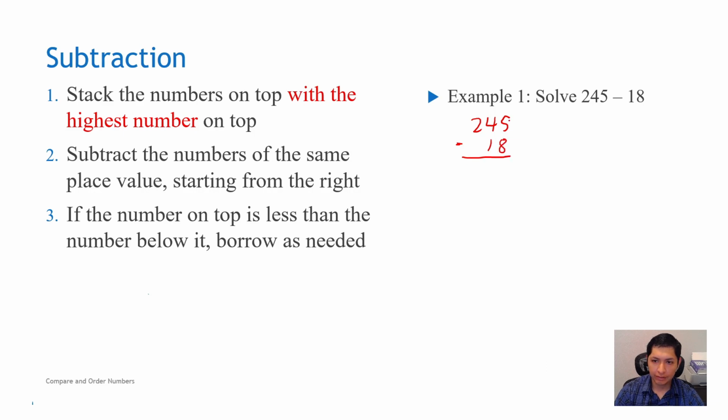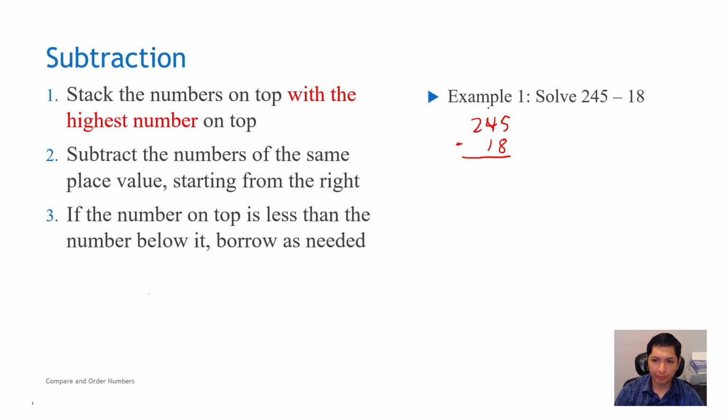Now, 5 minus 8, I can't subtract that and have a positive number. So what I will do is I will borrow from the place value immediately to the left, which in this case is the tens place. And for 245, I will borrow from the 4.